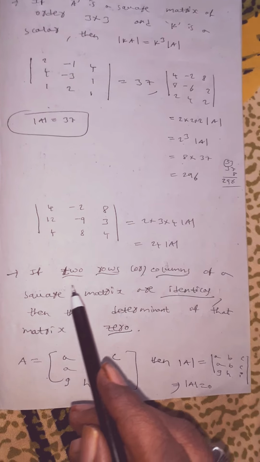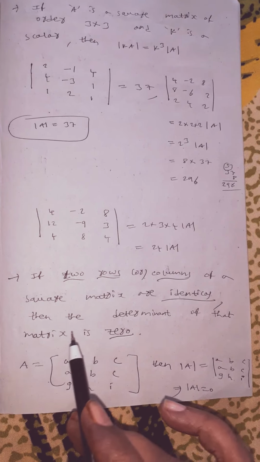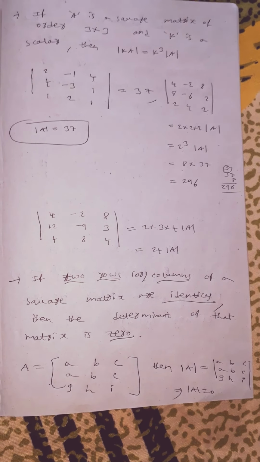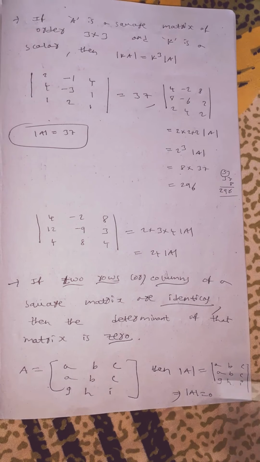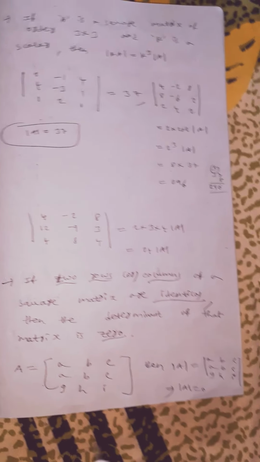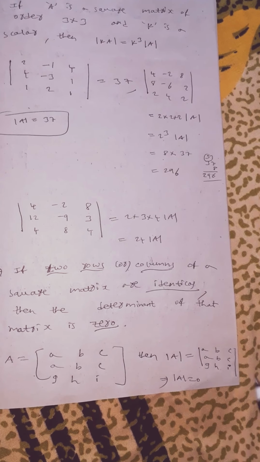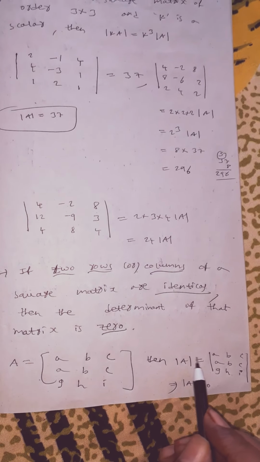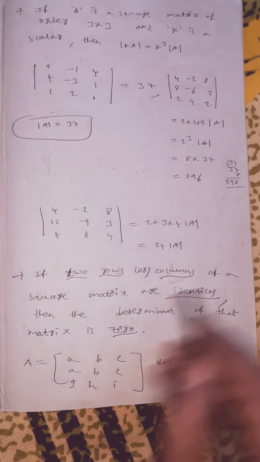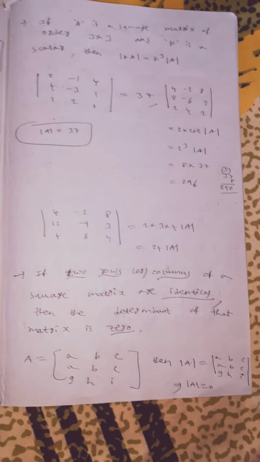Next property: if two rows or columns of a square matrix are identical, meaning the same, then the determinant of that matrix is 0. See here, I have taken a 3 by 3 matrix: a b c, a b c, g h i. Then determinant of A equals a b c, a b c, g h i. See here, the first row and second row have the same elements, identical. Identical means same. That's why we can write the determinant as 0 directly. These properties are very, very important in your JEE Mains, MHT-CET, etc.